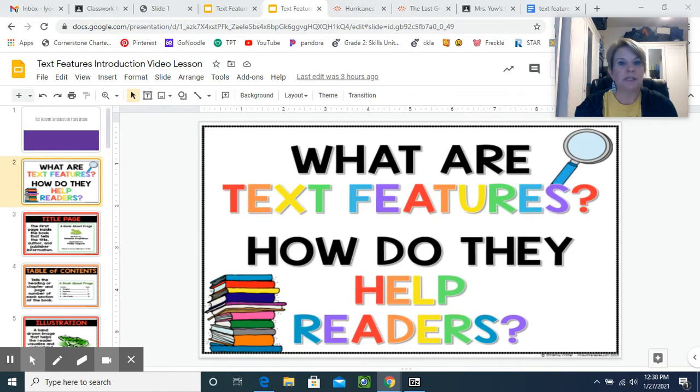So what I'm going to be doing is going through some different text features, and each of my slides has an example of a text feature. And at the end of going through all of the examples, I'm actually going to show you a real book from Raz Kids and show you some different examples of the text features in the story that we talk about. Okay? All right, so let's get started.